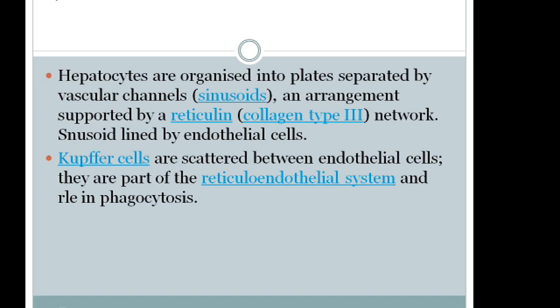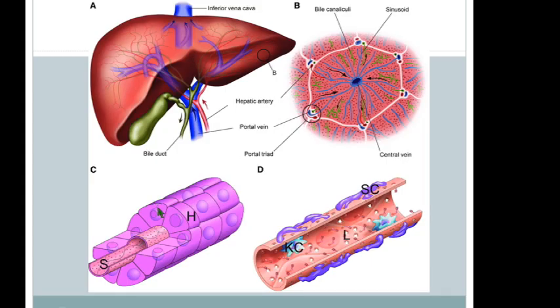Hepatocytes are organized into plates separated by vascular channels called sinusoids, which are supported by a reticulin collagen type 3 network. Sinusoids are lined by endothelial cells, and Kupffer cells are scattered between the endothelial cells. They are a part of the reticuloendothelial system and their role is phagocytosis. So Kupffer cells are part of the reticuloendothelial system. They are macrophages, so their role is phagocytosis.